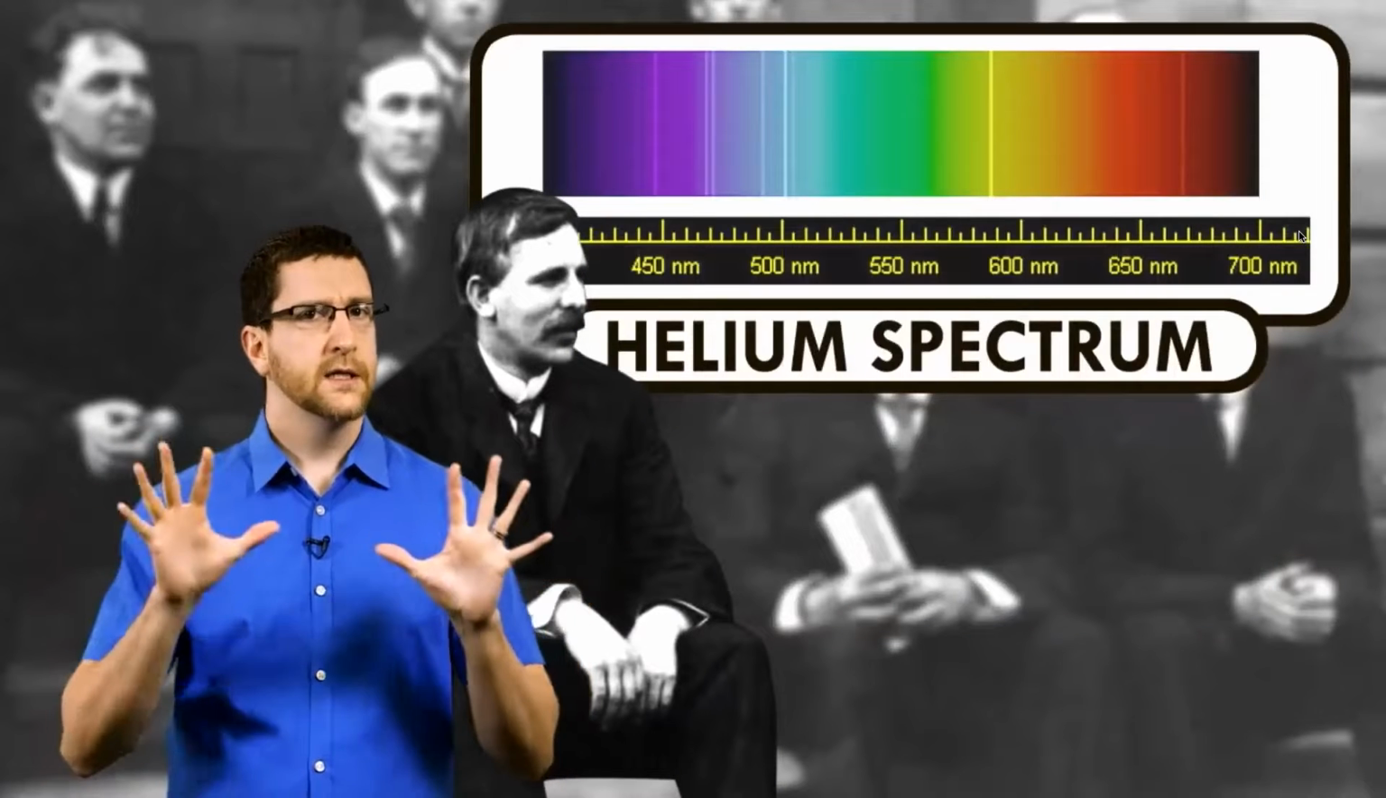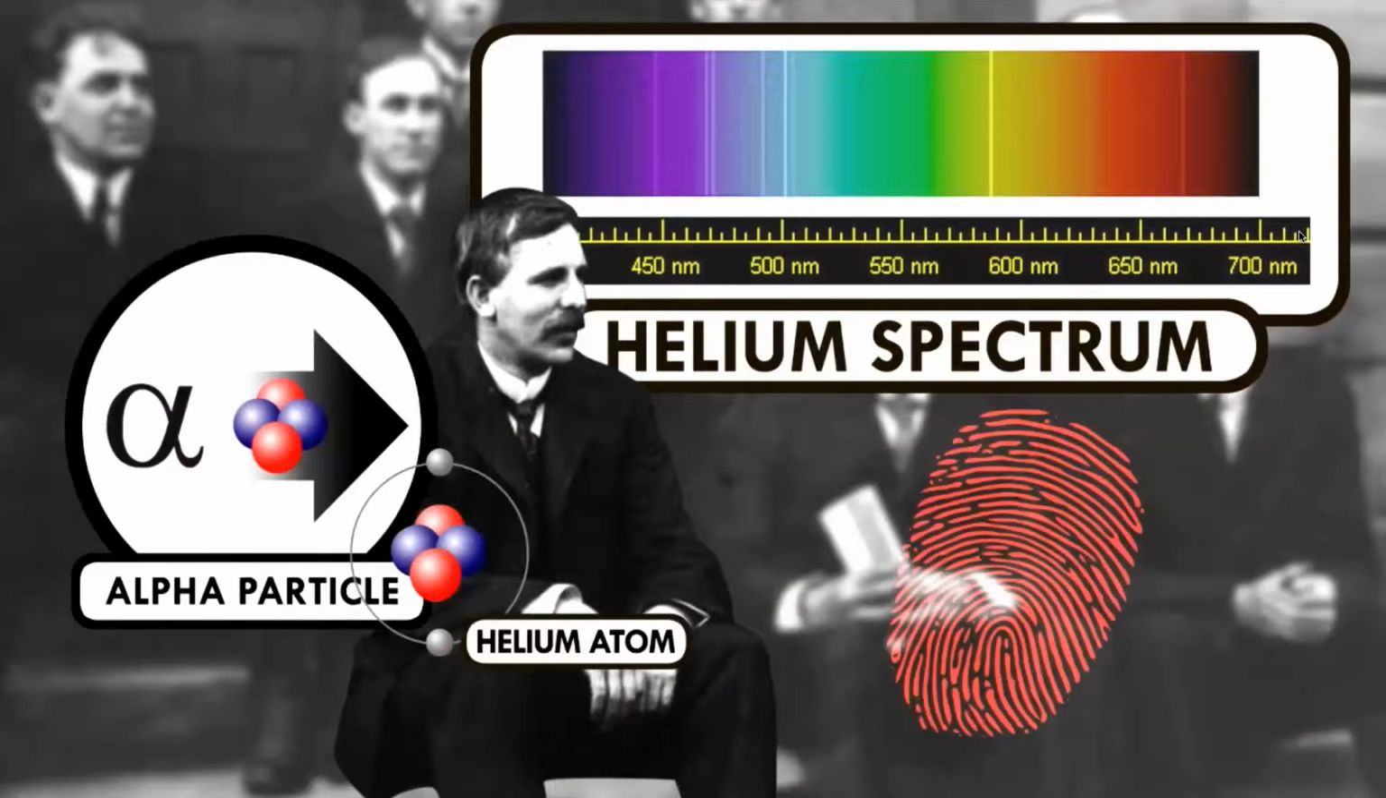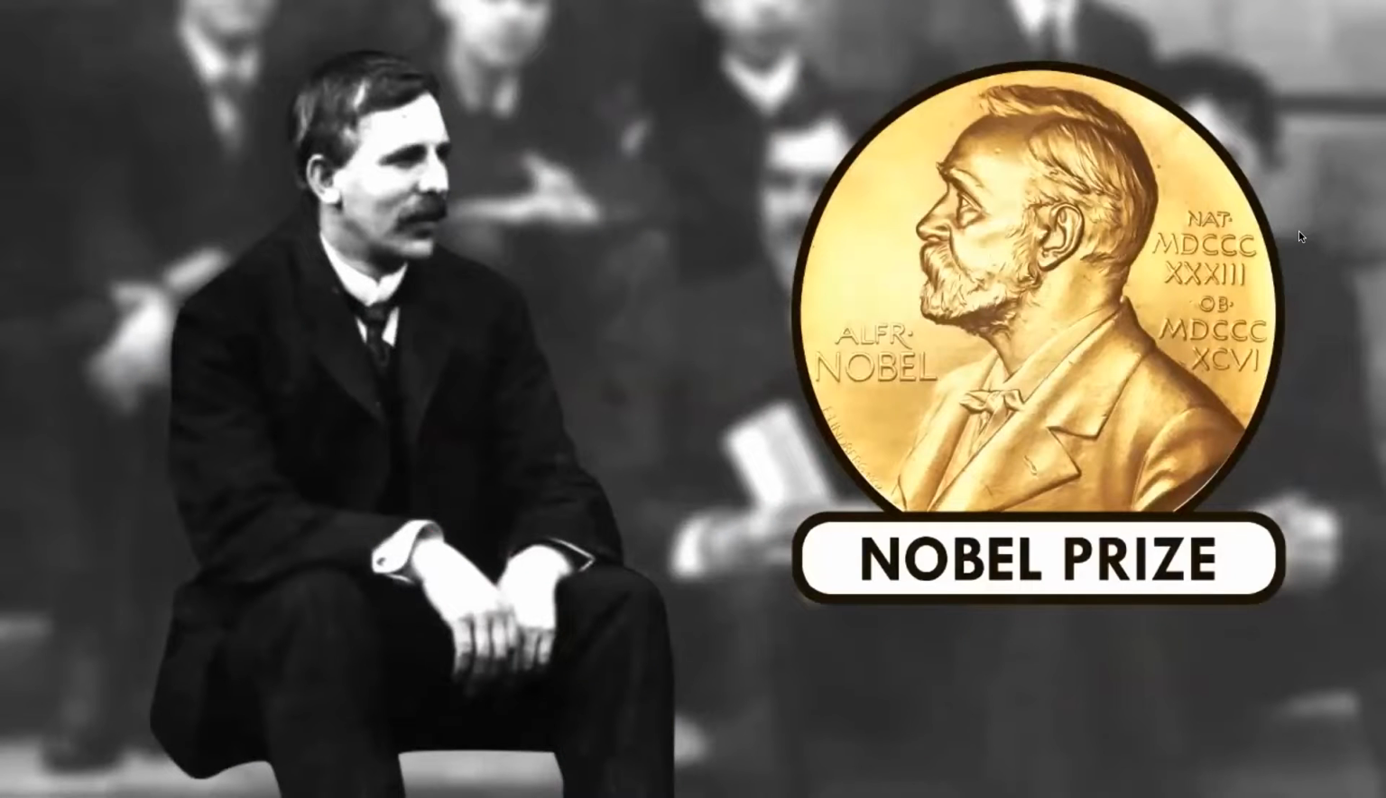Anyway, by 1908, Rutherford was able to prove that alpha particles produce the same light spectrum as helium. See, light spectra are like fingerprints for the elements, so alpha particles and helium matched, confirming his hypothesis. That same year, Rutherford won a Nobel Prize for his work in radiation. But of course, he wasn't done.